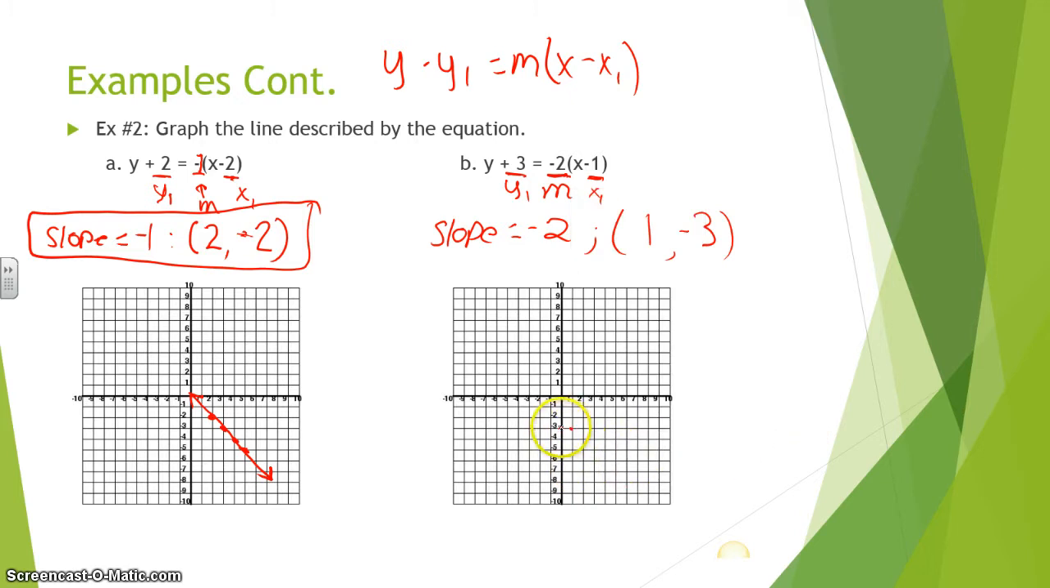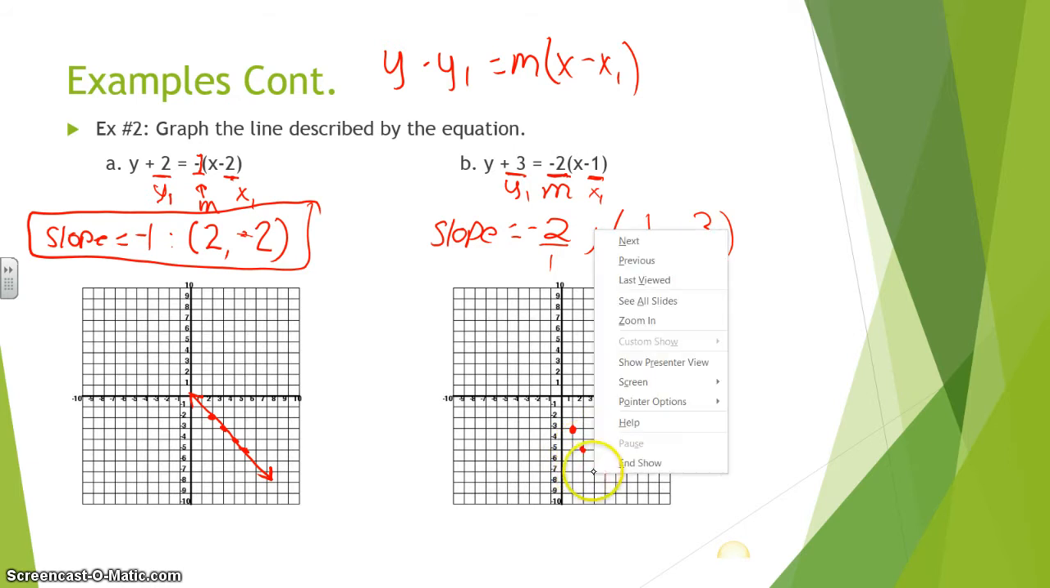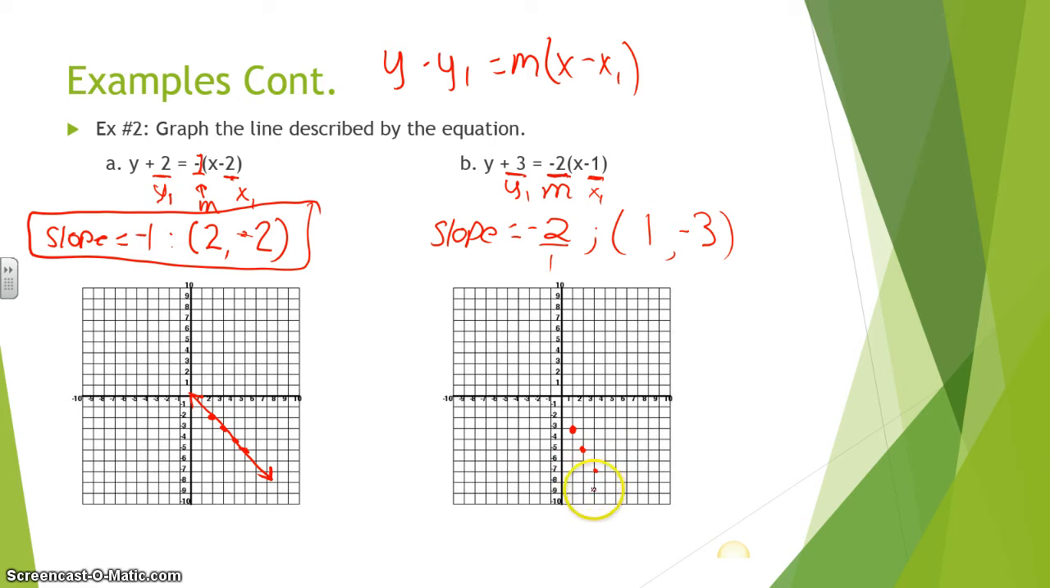And then I'm going to use my slope, -2. We can think of this as -2 over 1, with rise over run, to graph some more points. So I will go down from my original point: down 2, to the right 1, down 2, to the right 1, down 2, to the right 1. And here I will connect my points to draw my linear line.